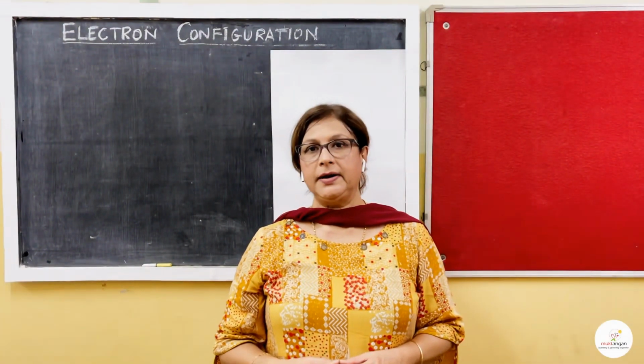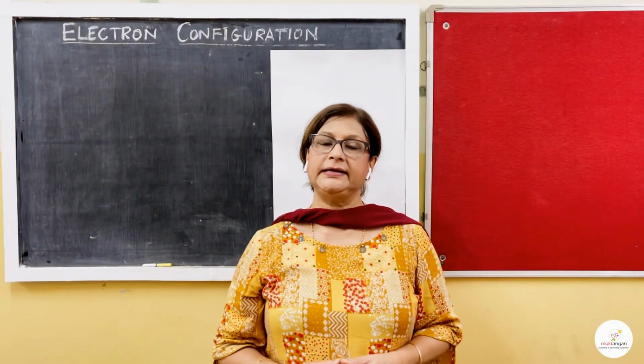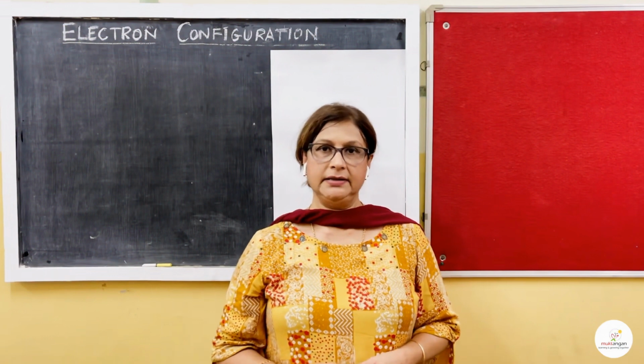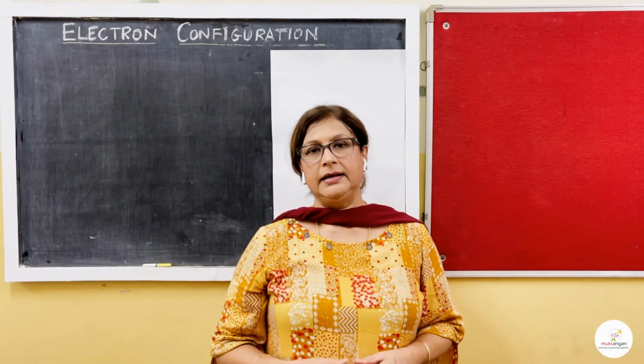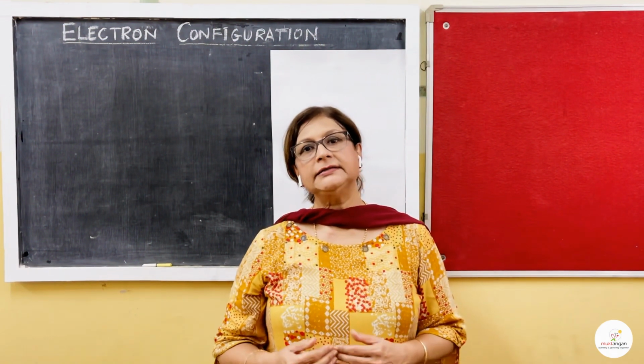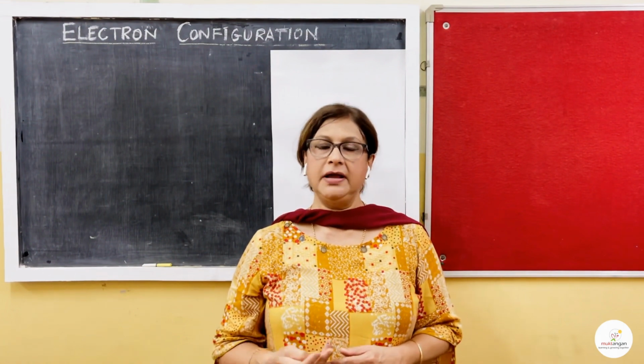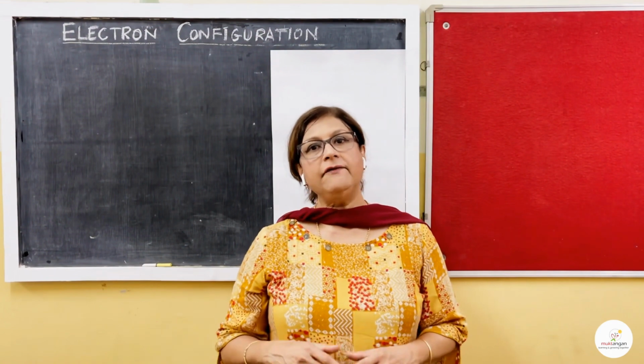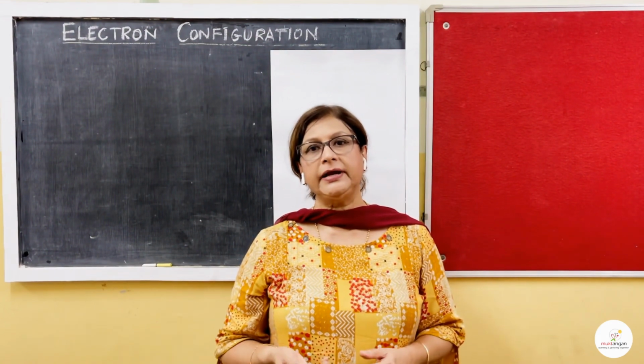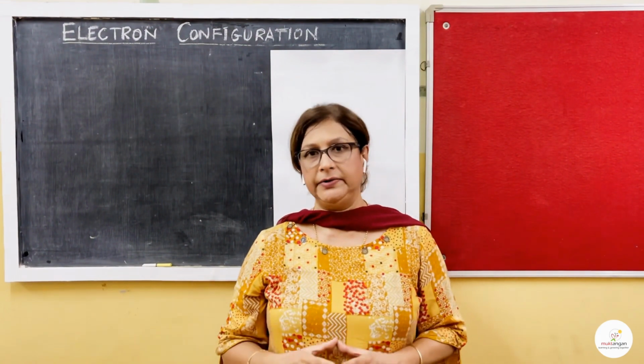This is the fourth part of the three-part video series on electron configuration. So far we have learned that the energy levels refer to sublevels, and these sublevels are S, P, D, and F. These sublevels have orbitals, and electrons are located all the way inside these orbitals.